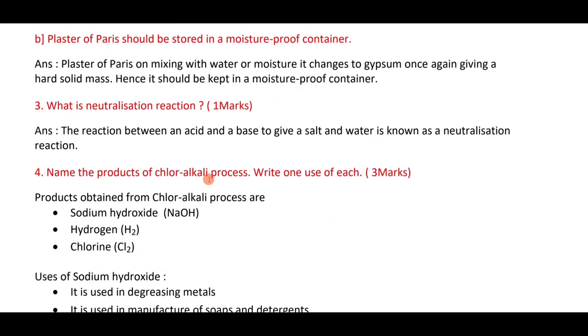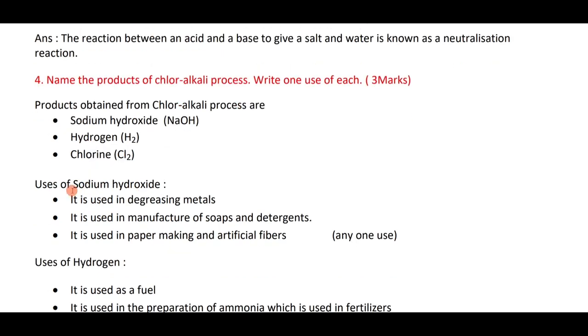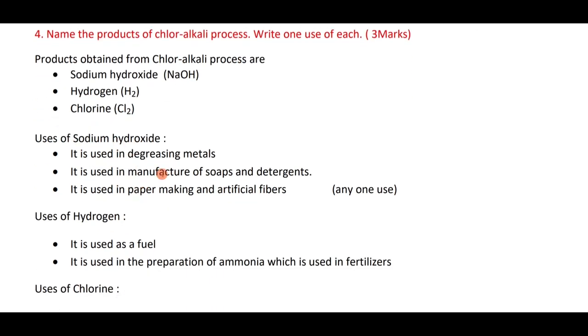Name the products of the chlor-alkali process. Write the use of each product. The products of the chlor-alkali process are sodium hydroxide, hydrogen and chlorine. Use of sodium hydroxide, already we have learned. It is used in degreasing metals, and in the manufacture of soaps and detergents. It is used in paper making and artificial fiber.